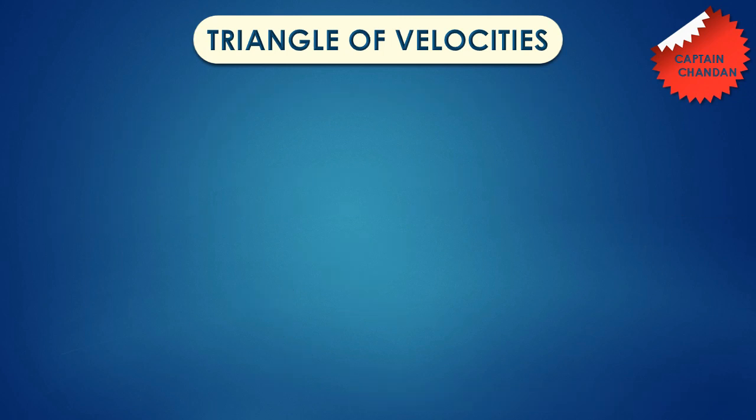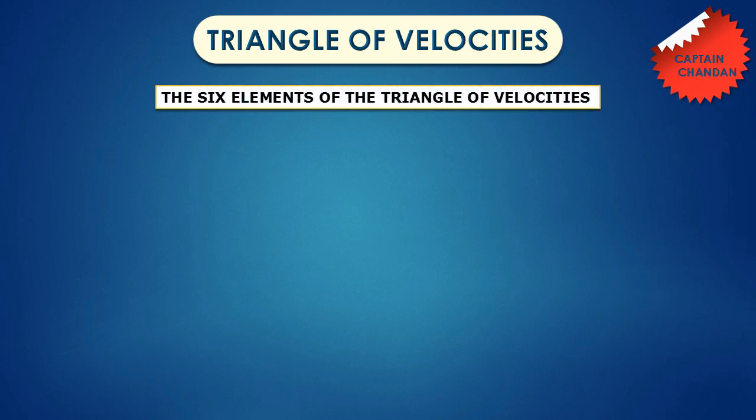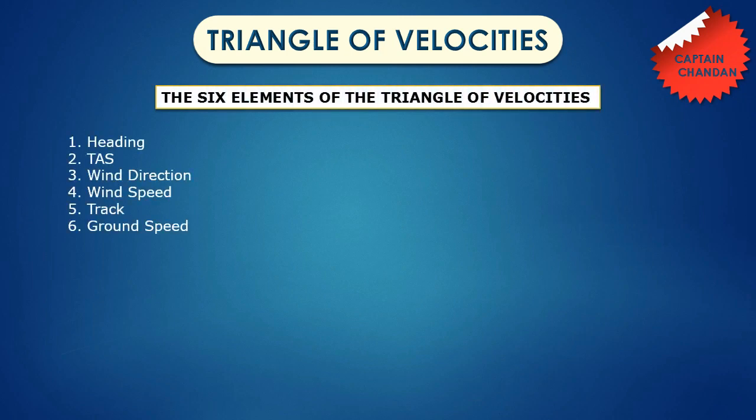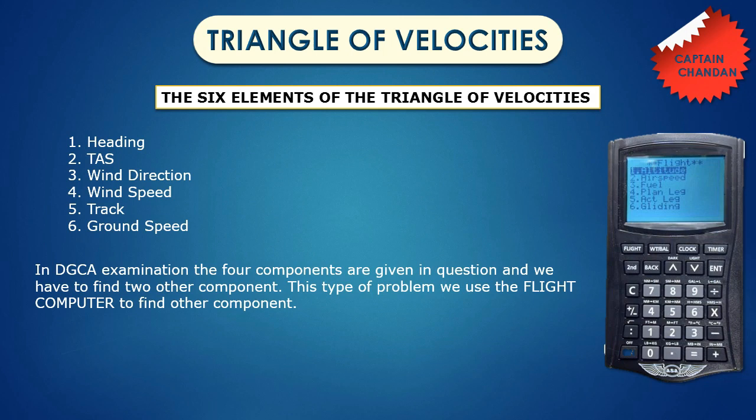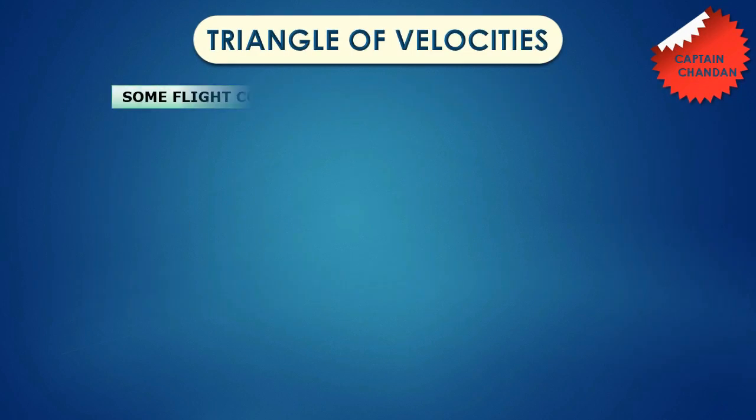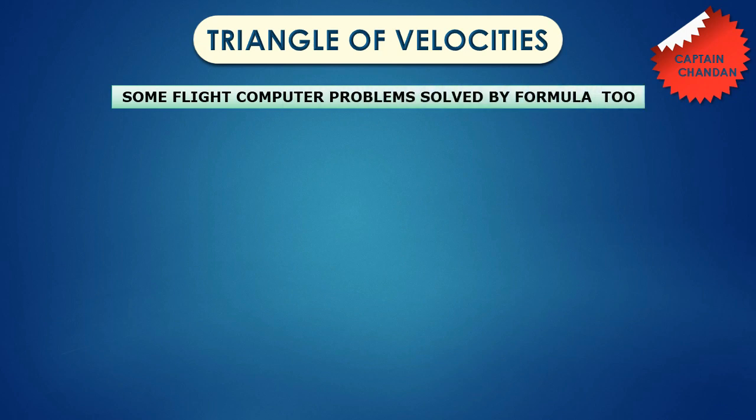We studied this already. The six elements of the triangle of velocity: heading, true airspeed, wind direction, wind speed, track and ground speed. So in the DGCA exam, four components are given in the question and we have to find the two other components. I suggest you use a flight computer to solve numericals based on the triangle of velocity. Some flight computer problems can also be solved by formula.